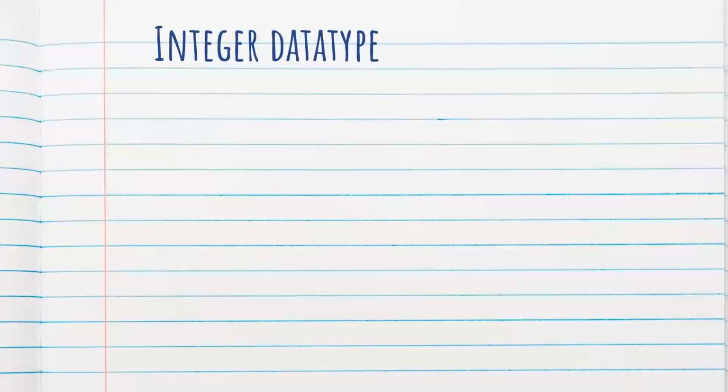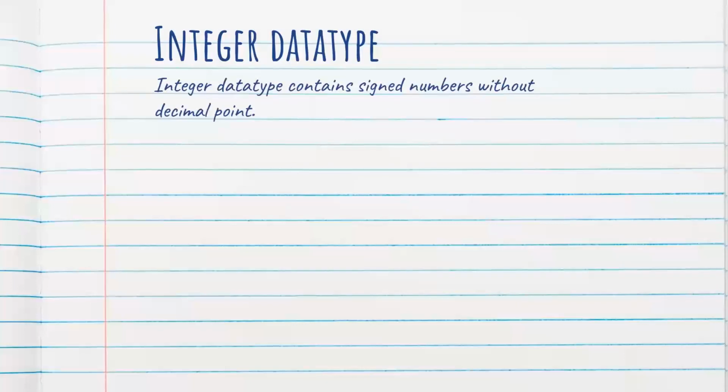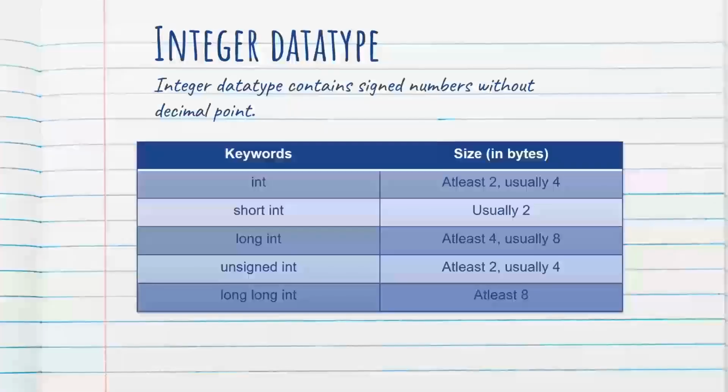Integer data type is a data type that can store signed numbers without a decimal point. For example, 1, 2, -1, these are integer values and they can be stored in the integer data type. There are multiple keywords that are present for integer data type. The first one is int. It can occupy at least 2 bytes, but usually it occupies 4 bytes in memory.